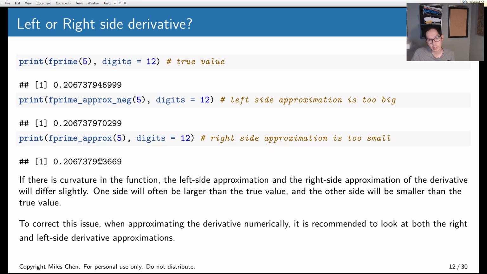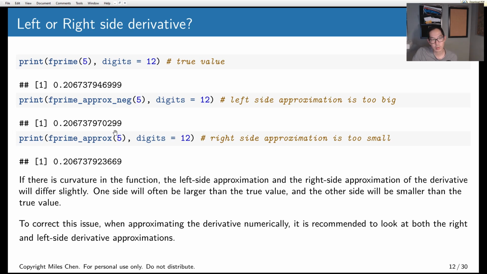And then over here on the right-hand side, as h goes to 0 from the right-hand side, it's a little bit too small, okay? And that's because there's a little bit of curvature, all right? And so the left-hand approximation is a little too steep. The right-hand approximation is a little bit too shallow, okay?